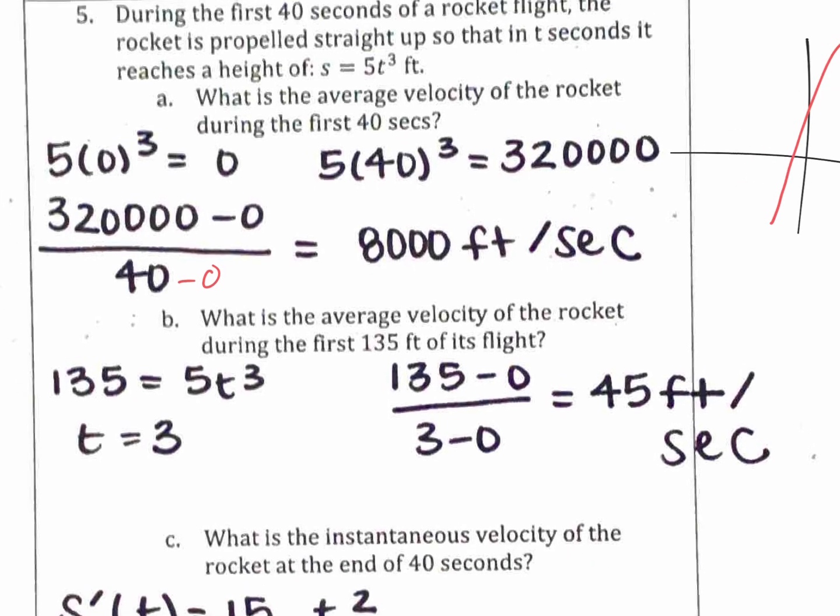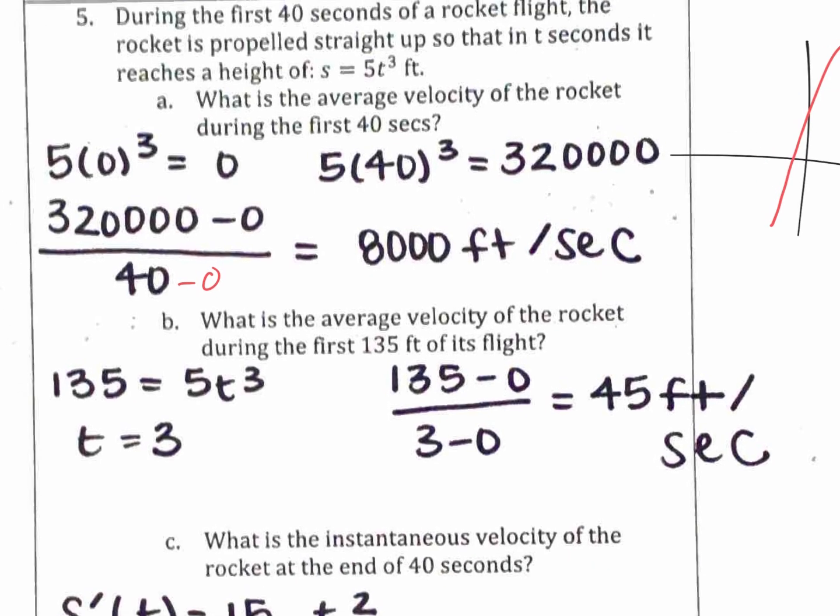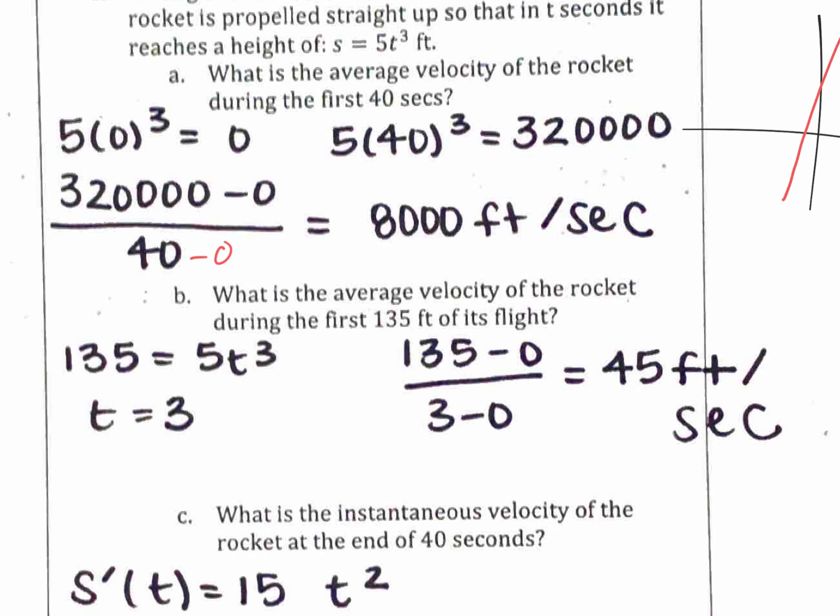Next, what is the average velocity of the rocket during the first 135 feet of its flight? Well, we're going to figure out, or maybe it should have been feet. No, my mistake, people. Should have been feet. So they tell us a height value, and we have to figure out time-wise how long did it take to get there, which would have been 3.